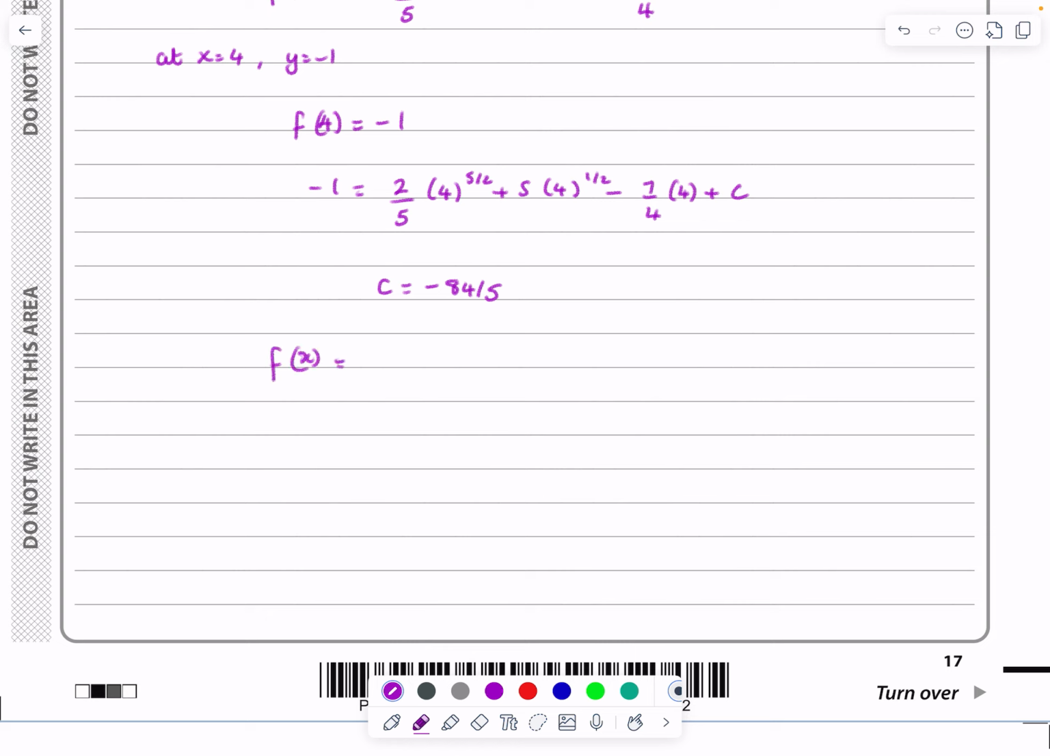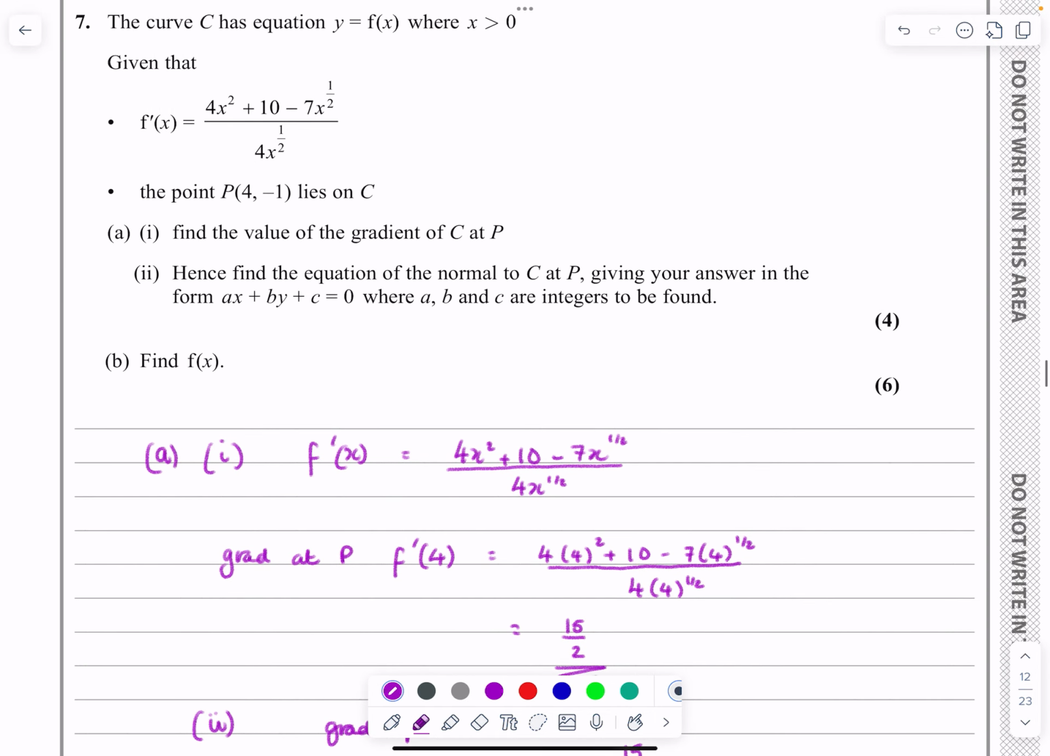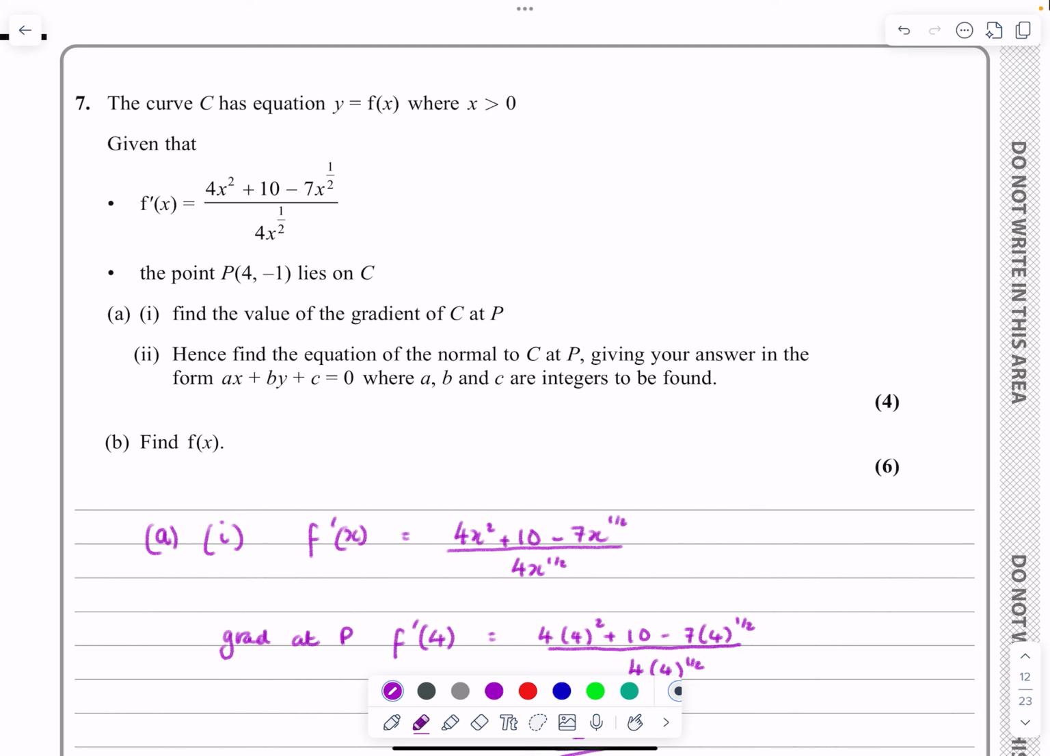and so my final answer then is fx is equal to 2/5 x to the 5 over 2 plus 5 lots of x to the half minus 7 over 4x, and then we actually know what this constant is, so minus 84 over 5, and then that's fx done. Just checking, yeah, didn't say anything about the way in which to show this.